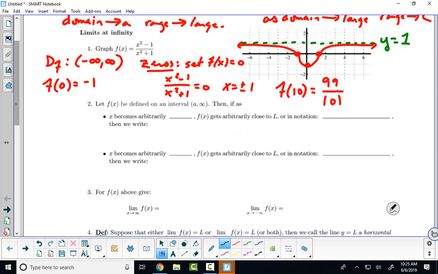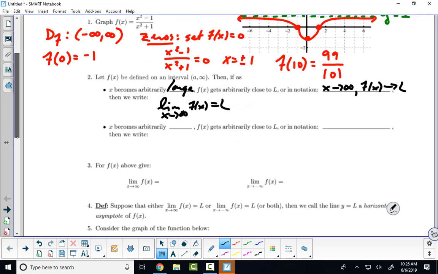If as x becomes arbitrarily large, f of x gets arbitrarily close to L, meaning as x approaches infinity, f of x approaches L. How do we write that in limit notation? We will write the limit as x approaches infinity of f of x equals L. Okay.